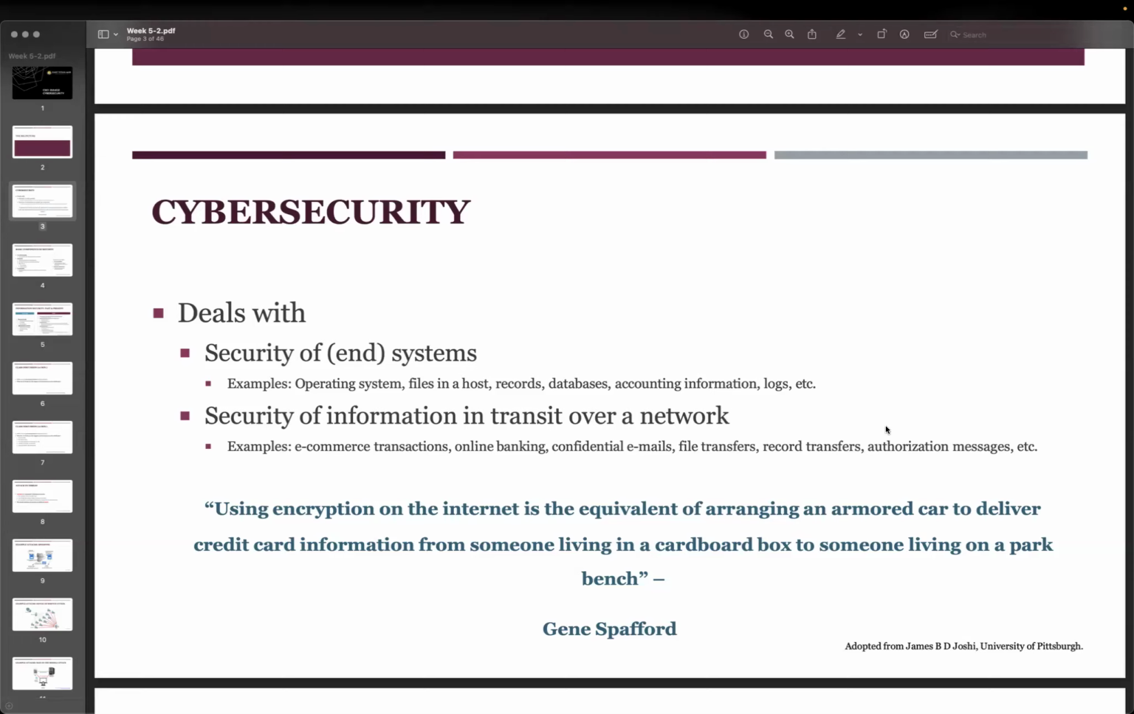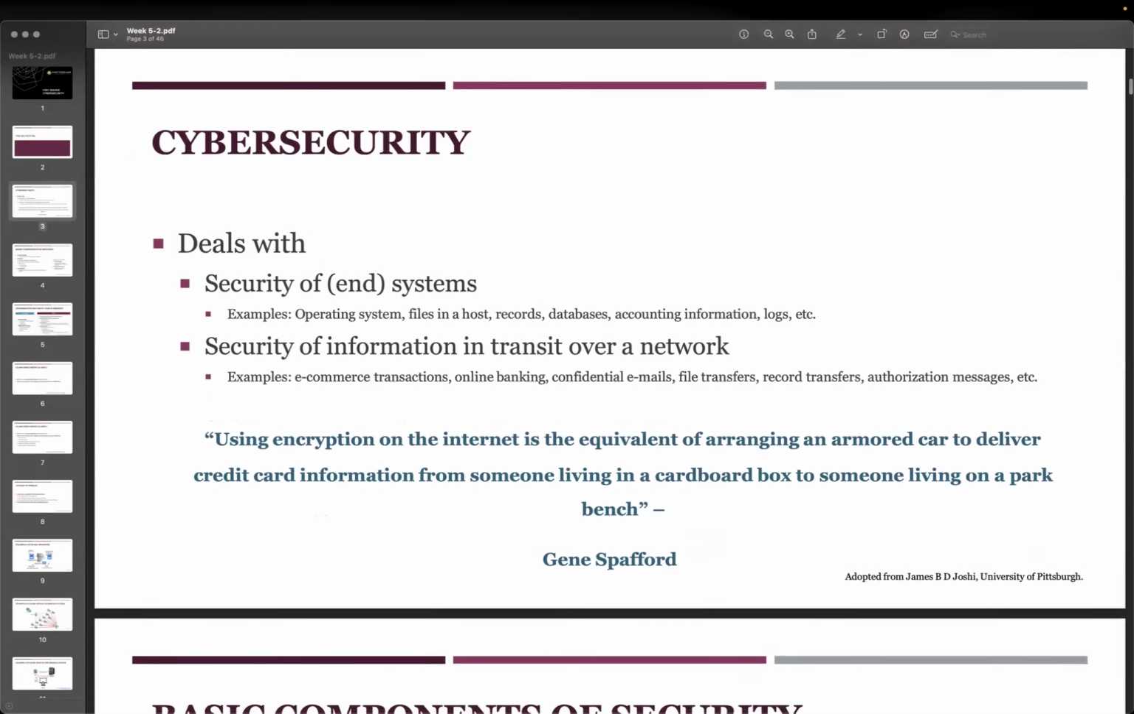So using encryption on the internet is equivalent to an armored car delivering credit card information from someone living in a cardboard box to someone living on a park bench. It's the same idea. When we learn cybersecurity, we need to know what kinds of things we need to protect, and what the possible channels and ways are that they can be attacked. Then we can get the idea of how we can protect it.